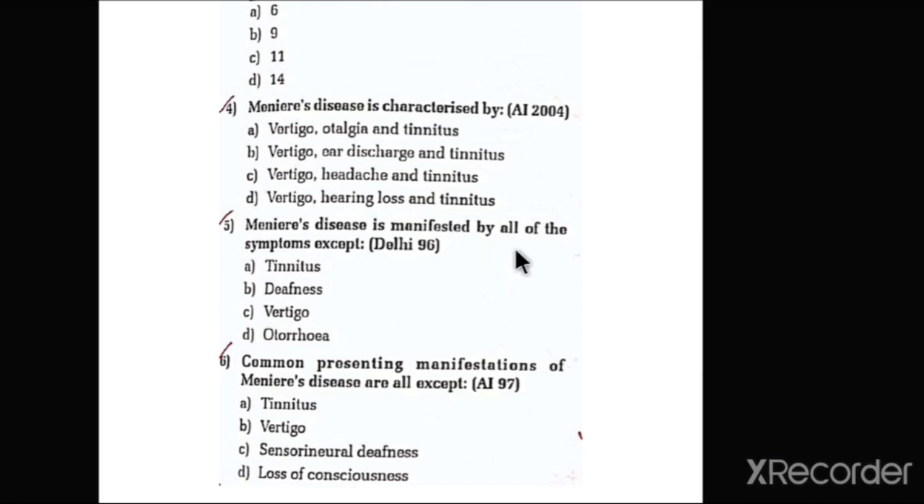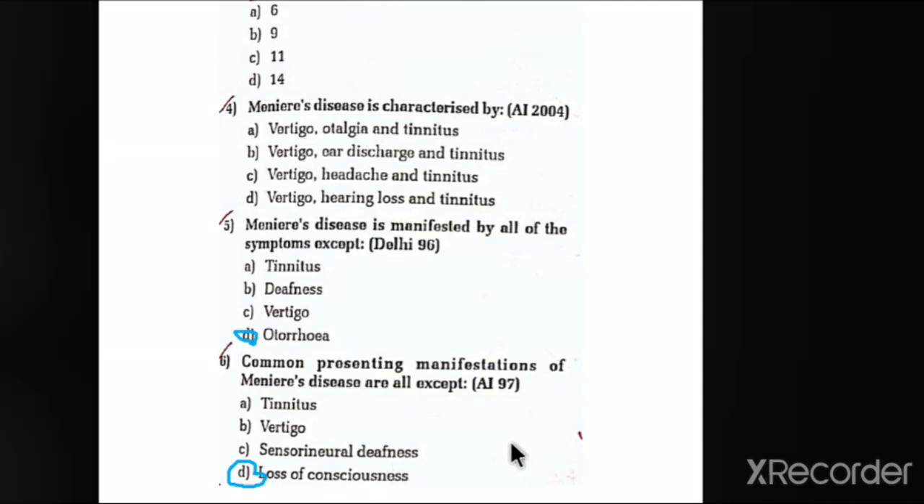Meniere's disease is manifested by all of the symptoms except otorrhea; the symptoms like vertigo, deafness and tinnitus are present. Common presenting manifestations of Meniere's disease are all except: tinnitus, vertigo, sensorineural hearing loss, but loss of consciousness is not present in Meniere's disease. Let's stop the topic Meniere's disease here. Thank you.